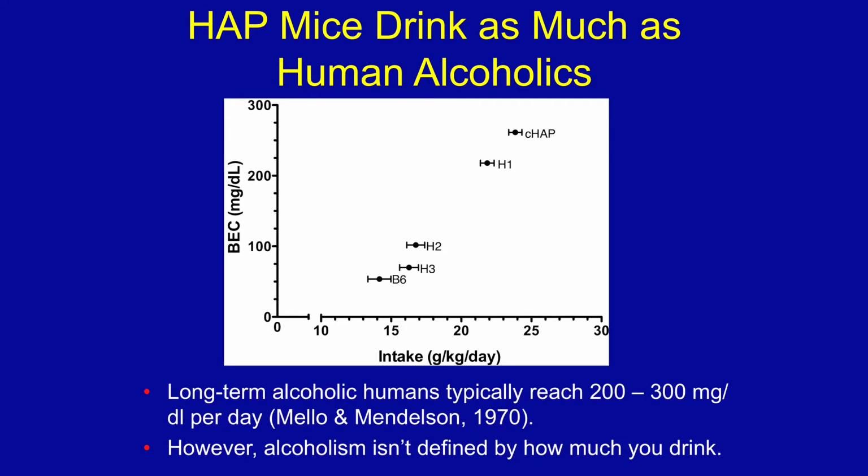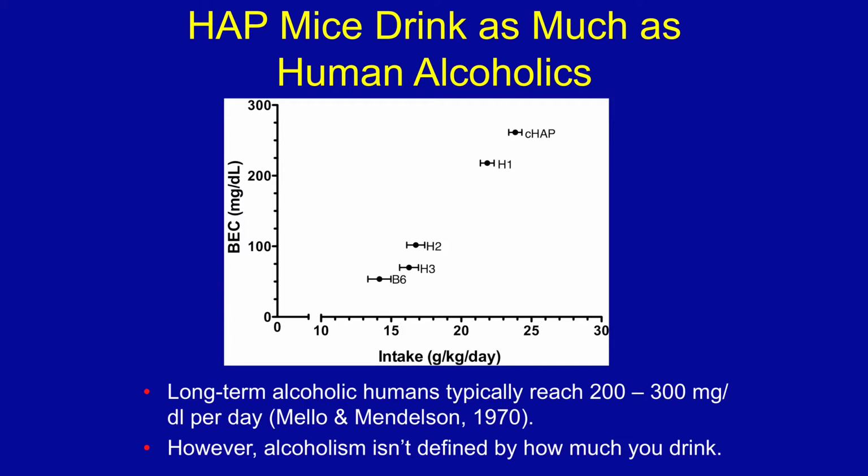Now, for most of us here, or at least I'm guessing, if you were at that level of intoxication, you would probably be passed out on the floor. This is a very high level of alcohol consumption, although interestingly, it is very similar to the amount of alcohol intoxication that you get in folks who are alcoholics. So we all know that alcoholics can, to some degree, hold their liquor, as we say. They're tolerant, and these mice are too.